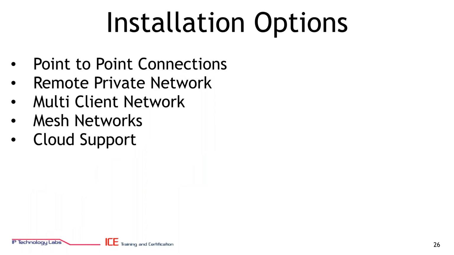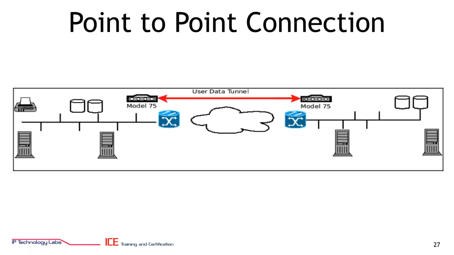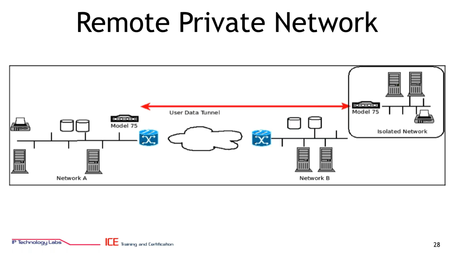So we're going to walk through a couple of the installation options. These are pretty obvious. We support point-to-point connections, one network connected to another network. Remote private networks. So within the network on the right side, there's a smaller network, which is actually part of the network A on the left side.